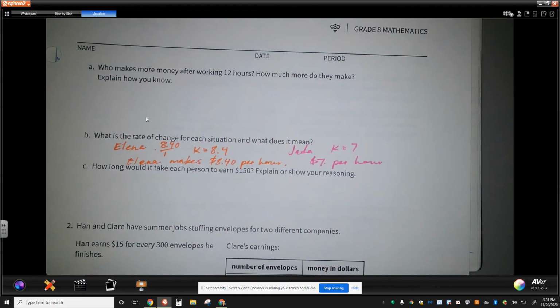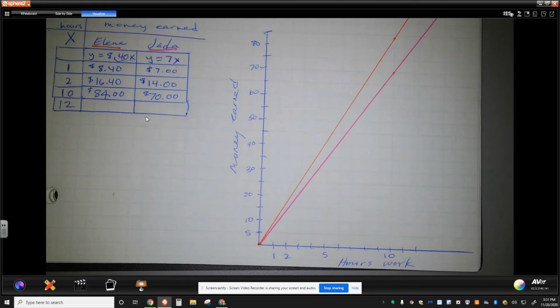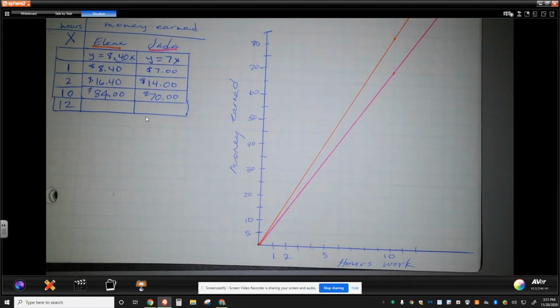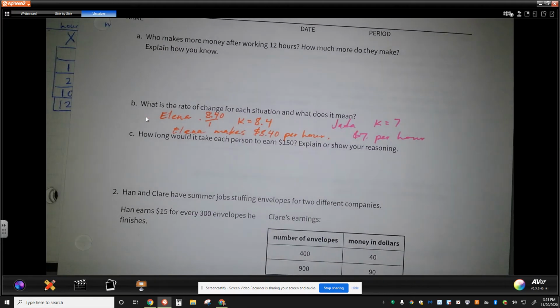Now, how long would it take each person to earn $150? Explain or show your reasoning. I think that a table and a graph takes a lot of time. I think you know that too, especially looking at this now. And we recognize that an equation may just be our quickest route to get there to the $150, but that's not the only way to do that.